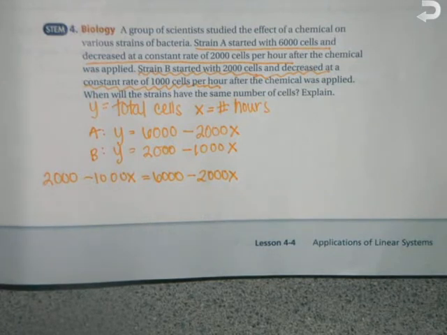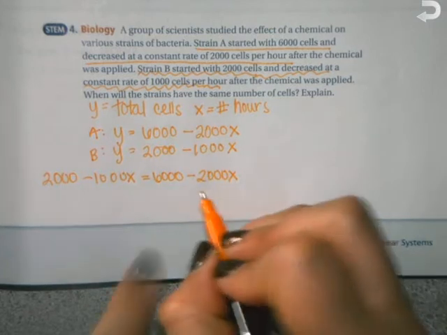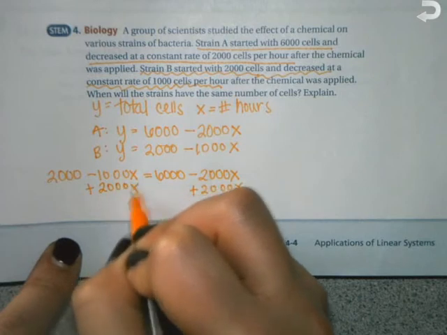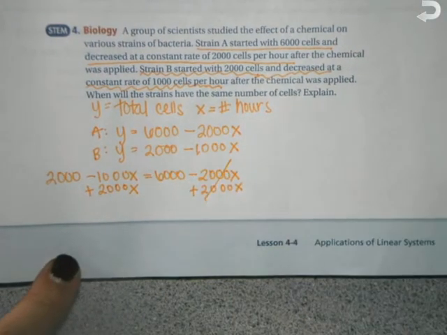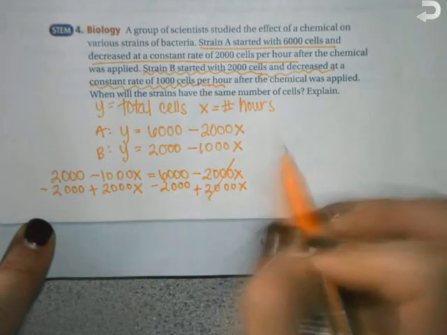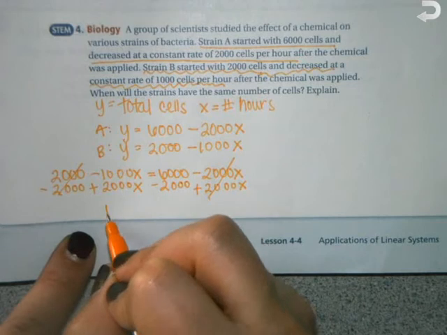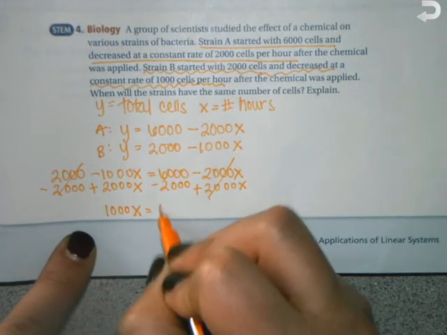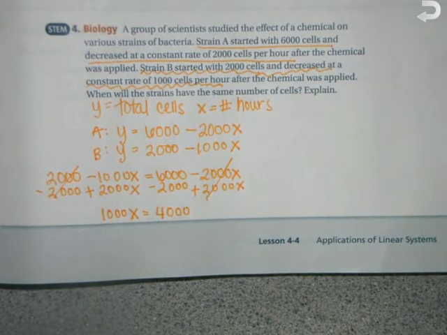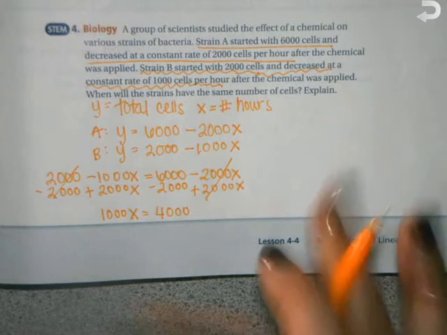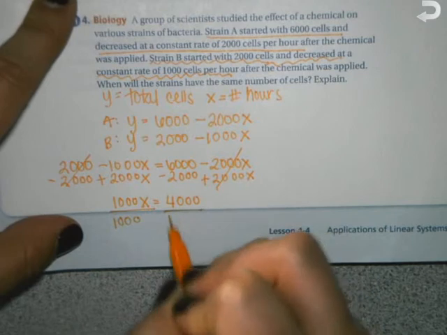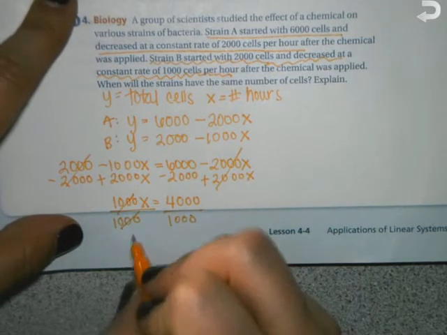You can go whichever way you wish in solving this. I'm going to add 2,000X, so then my X's become positive. And is everybody okay if I also subtract this 2,000 in the same step? Okay. So that's going to give me 1,000X equals 4,000. And then how do I solve for X? Divide by 1,000. So then X equals 4.